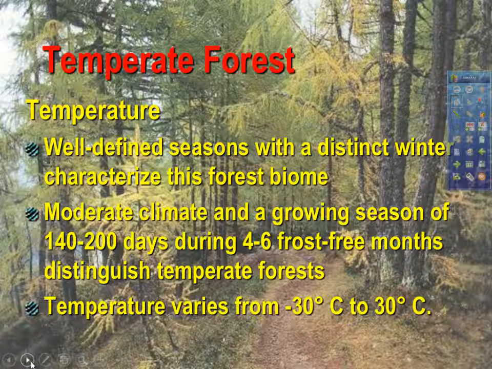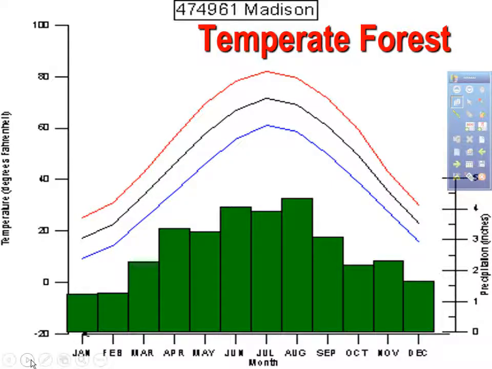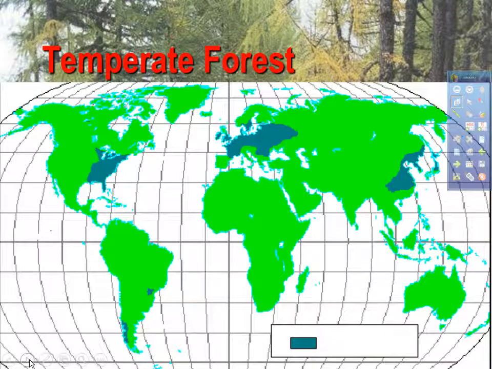Okay, so temperate forest is colder, has well-defined seasons, has a winter, moderate climate, shorter growing season than a tropical forest, about half the year, and then a much bigger temperature range. So you see that big temperature range right there is very characteristic of the temperate forest. And we see temperate forests in a few places, obviously a little bit colder climate, farther away from the equator, and then they really kind of just tend to be in pockets.